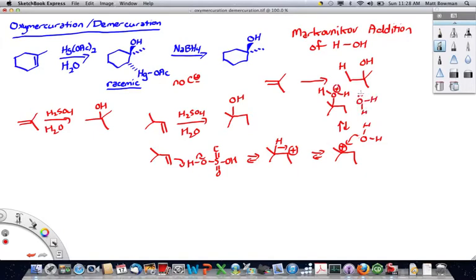Deprotonation of the water afterwards gives you the product here. Oxymercuration demercuration does not involve a carbocation. As a result, when we treat it first with mercury acetate and water, followed by sodium borohydride, we get the product where a rearrangement did not occur.